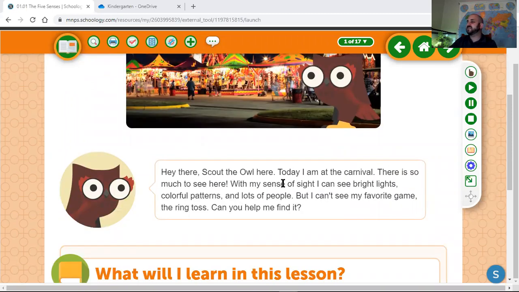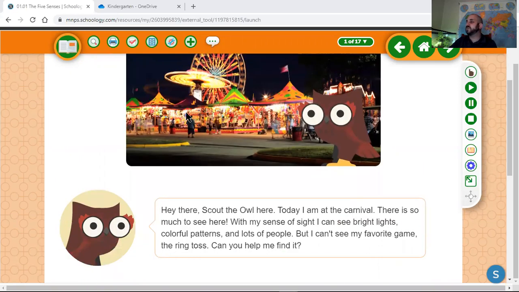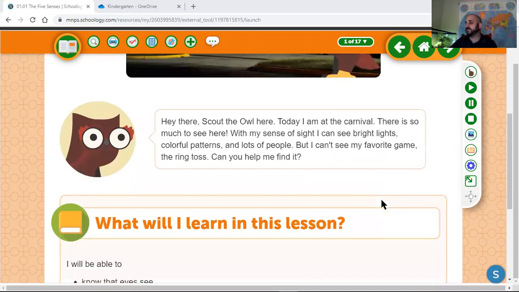Hey there, Scout the Owl here. Today I'm at the carnival. So this picture now we know is a carnival. There is so much to see here. With my sense of sight, I can see bright lights, colorful patterns, and lots of people. But I can't see my favorite game, the ring toss. Can you help me find it?